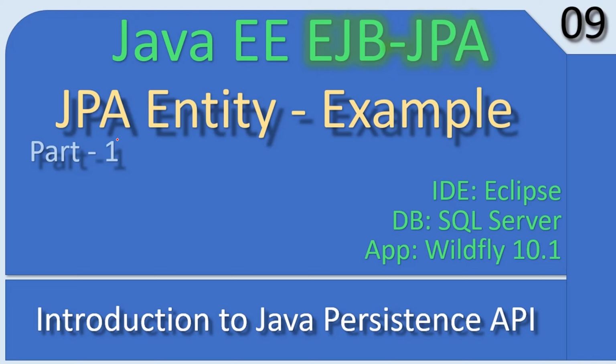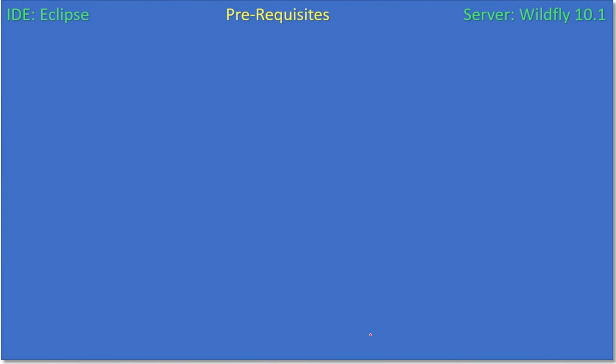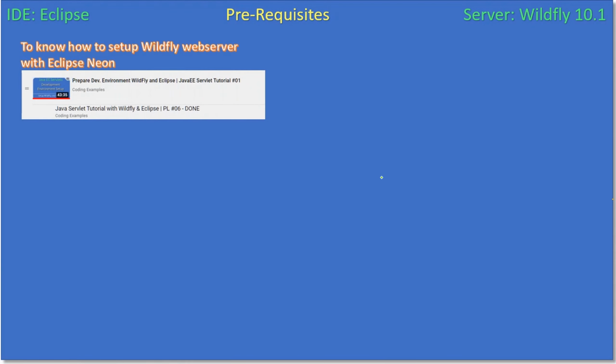In this video and in the next coming 5 or 6 videos, we are going to learn the basics of JPA entity with an example. So here in this video, you will learn an introduction to Java Persistence API. So here are the prerequisites.